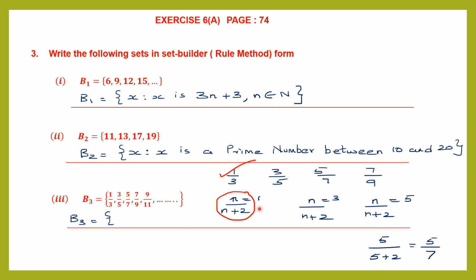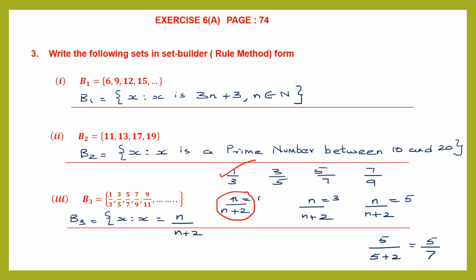So here n is 1, here 3, here n is 5. So 1, 3, 5. What numbers are these? These are odd numbers. And because they begin from 1, they are odd natural numbers. So what you have to do is first identify the pattern, get a formula, substitute with numbers, and understand what it is. So here let me start by saying x is such that x is equal to n by n plus 2. So I've written the formula n by n plus 2.